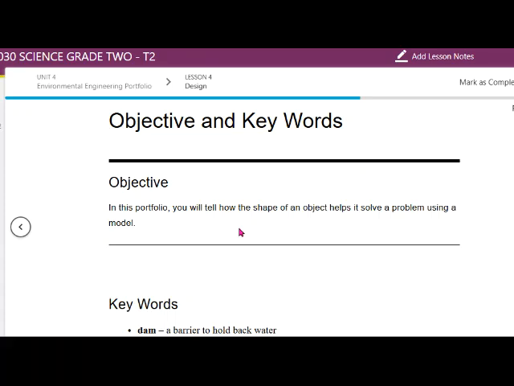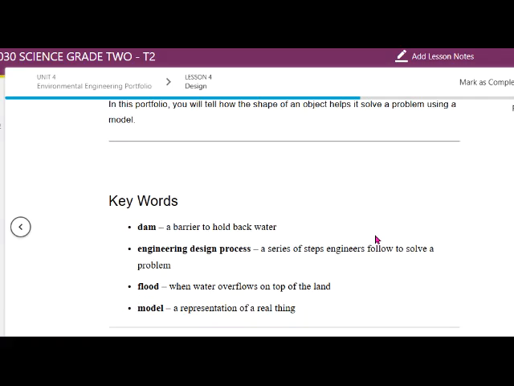Now we will tell how the shape of an object helps it solve a problem using a model. Here are those keywords again. Dam, a barrier to hold back water. Engineering design process, a series of steps engineers follow to solve a problem. Flood, when water overflows on top of the land. And model, a model is a representation of a real thing.